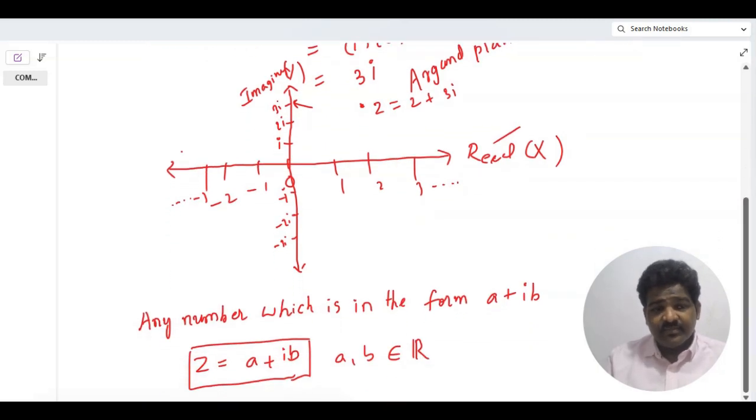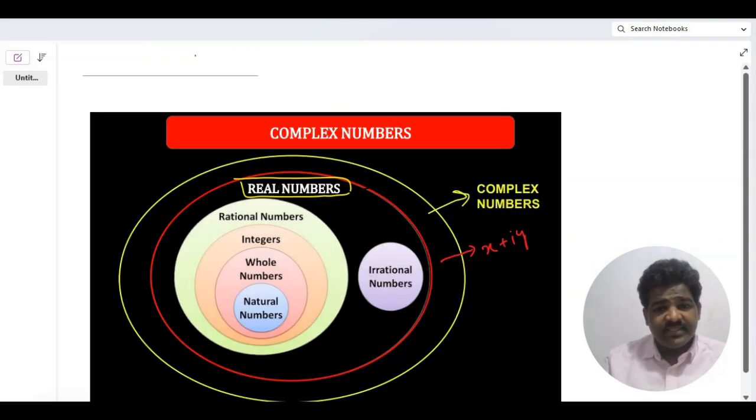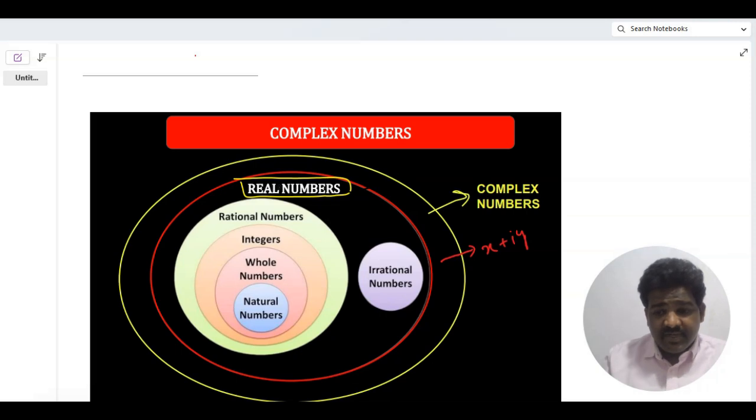Well, now next we'll see the entire number system. We have been studying from childhood natural numbers, whole numbers, integers, rational numbers. These all together, along with irrational numbers, we call real numbers, right? Now what is added extra?